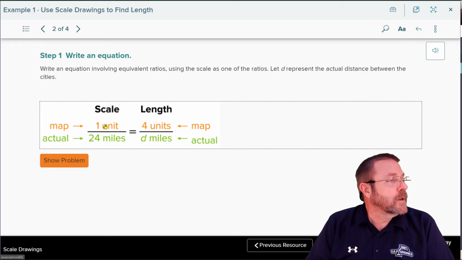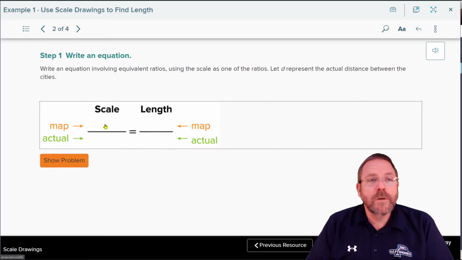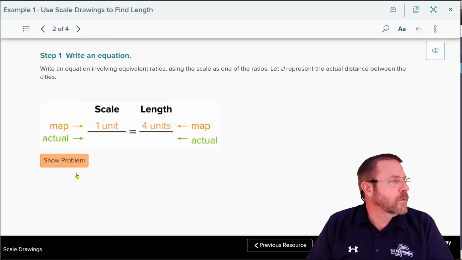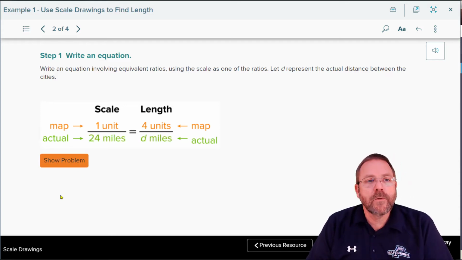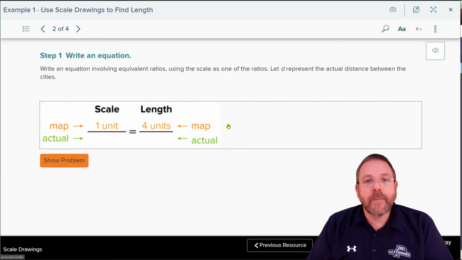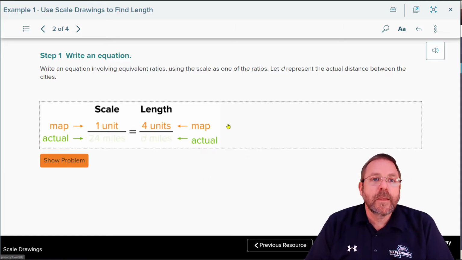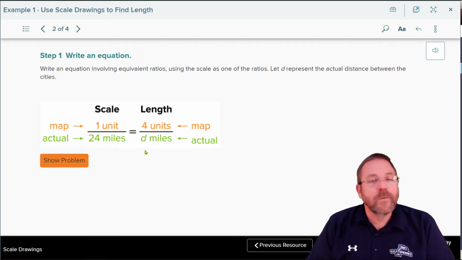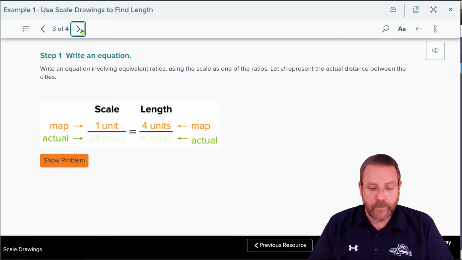So you can see right here that on the map, you have 1 unit is equal to, whoops, where did it go? Oh, it's bouncing back up there. 1 unit is equal to 24 miles. And then we also know that on the map, the actual distance of the map is going to be 4 units, and therefore we need to use that information to find the total number of miles distance between the 2 of them.